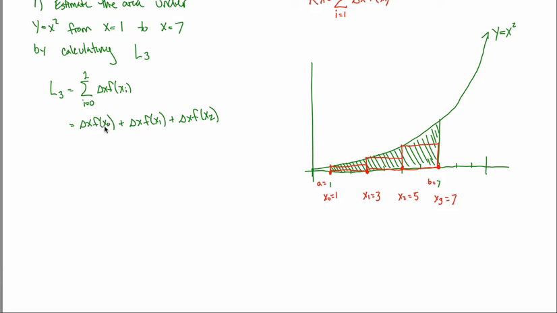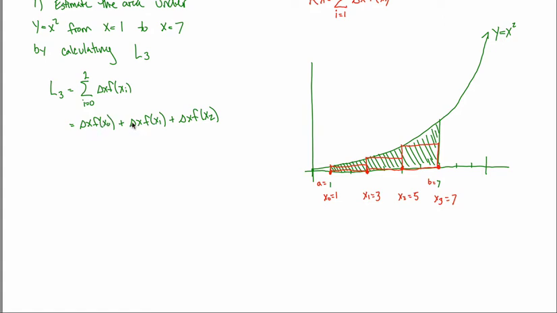Wait, how does f of x0 represent the height? Well, the height of the rectangle is based on its left endpoint. The left endpoint is just f of this x value, right? f of 1 gives me the height of this curve when x equals 1. By putting the f of part in here, I'm getting the y coordinate, not the x coordinate. So all this is saying is the base of the first rectangle is delta x. The height of the first rectangle is f of x naught.